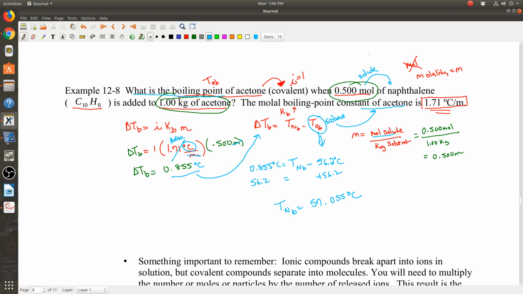All right, how many sig figs should this have? Well, we've got to evaluate. We're subtracting, or adding in this case. This only goes to the tenths place, so I can only go to the tenths place. Remember, that's the least precise. So it's 57.1, because that 5 causes the 0 to go up to 1 degrees Celsius. That is your new boiling point. The original boiling point was 56.2. By adding some solute to it, in this case naphthalene, it's now 57.1. It has to get hotter to boil now.